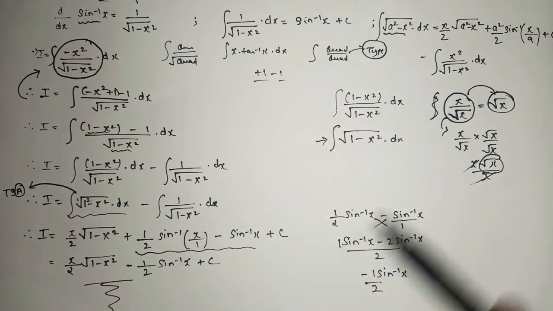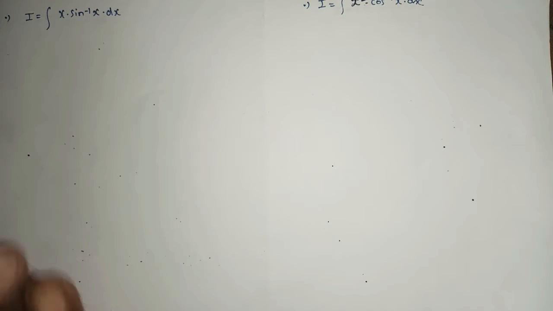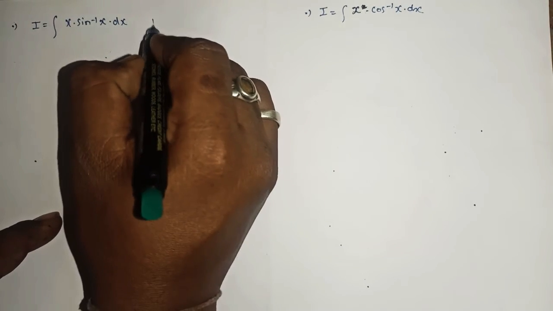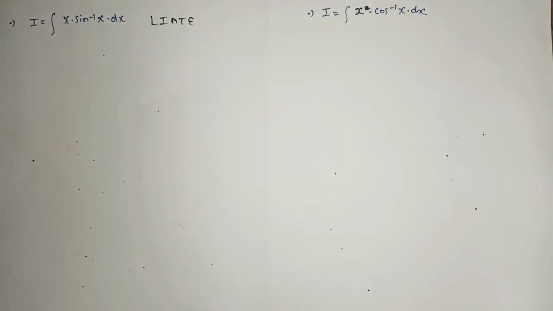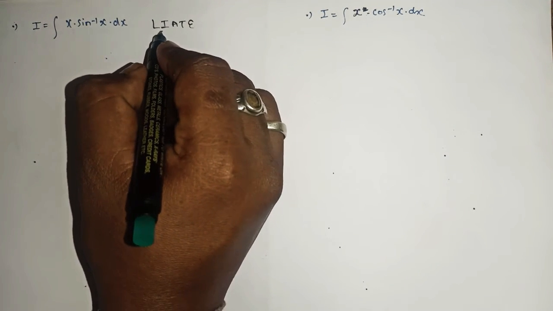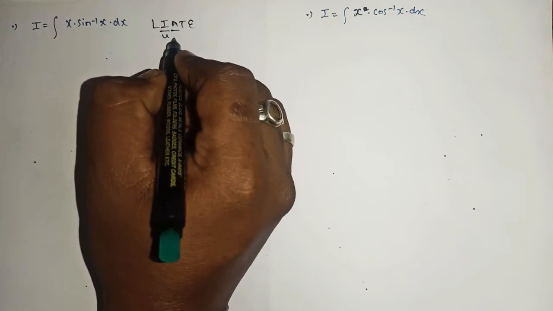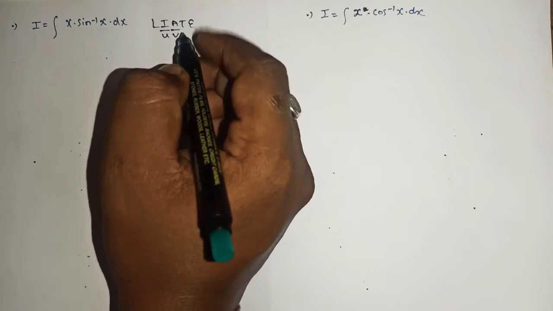So same technique will be using now in this sum. So let's begin with the sum now. According to the property of the order, it says LIATE. So here inverse comes first and algebraic second. So here inverse will be u and algebraic will be v.